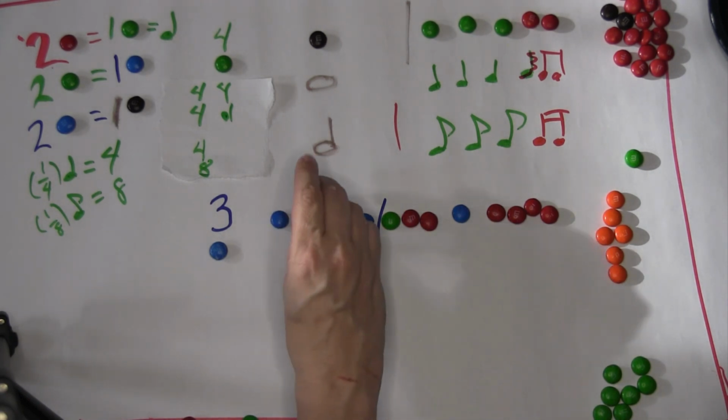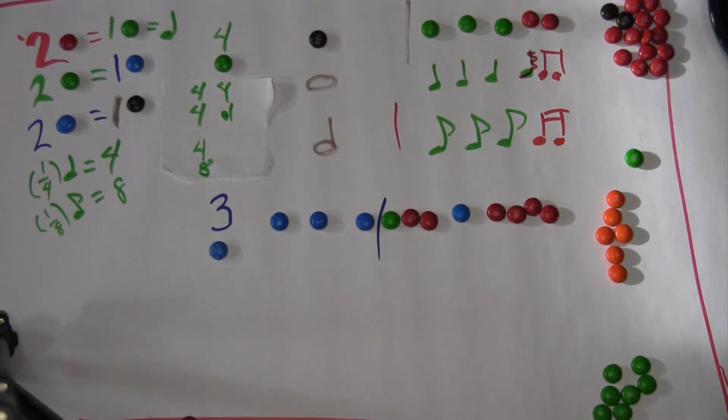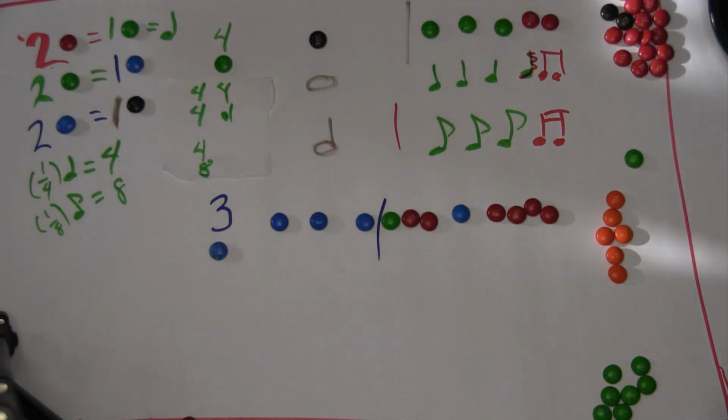Now let's work on this meter that has 3 blues. What if we decide to make the blue worth some rhythmic value?